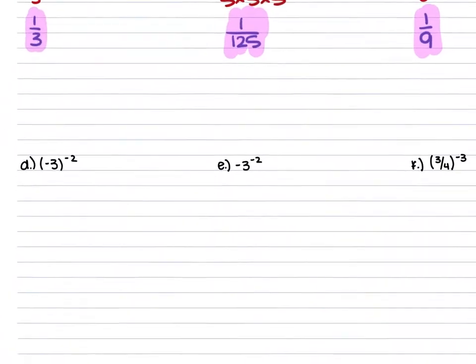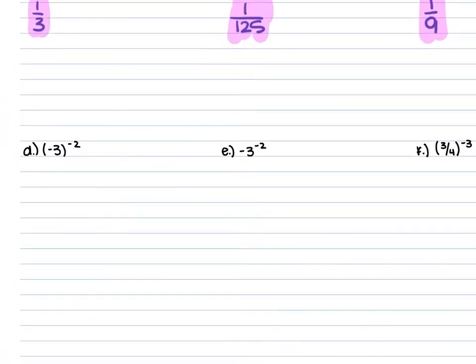For example D, we have negative 3 to the power of negative 2. We got to turn that negative 2 into a positive 2 first, so it's going to be 1 over negative 3 squared. That negative 3 times negative 3 is what we will do on the denominator there. So we're just going to be left with 1 over 9.